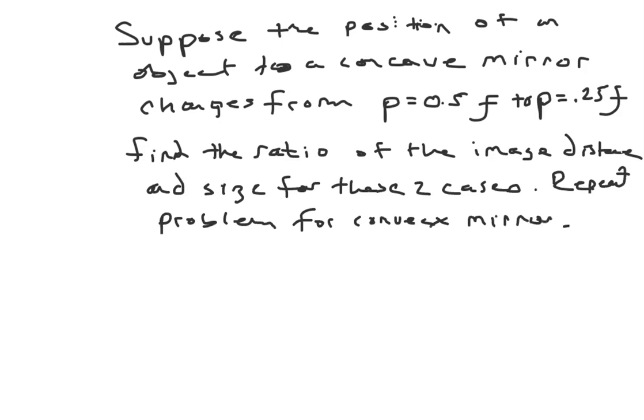So let's read it all together. Suppose the position of an object to a concave mirror changes from p equals 0.5 f, which is 0.5 of the focal point, to 0.25. So it's going from half the distance of the focal point to 0.25 of the focal point. Find the ratio of the image distance to the size for these two cases. Repeat the problem for a convex mirror.